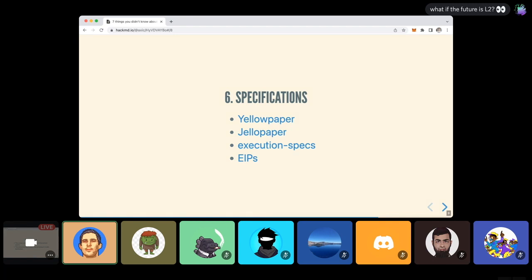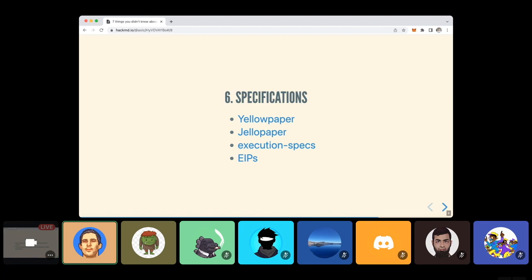Okay, the last 2 points are going to be much simpler. I just wanted to give you some background on where to find more information on this. Of course, the yellow paper is a good source of information, if you're interested in the latest version of the EVM, because the yellow paper takes forever to get updated.